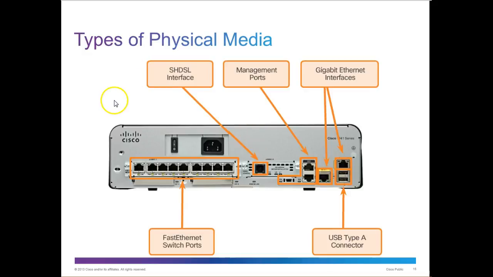So these physical media need connectors on a router. This is the back of a Cisco router. And we mostly have Fast Ethernet ports for this one right here.